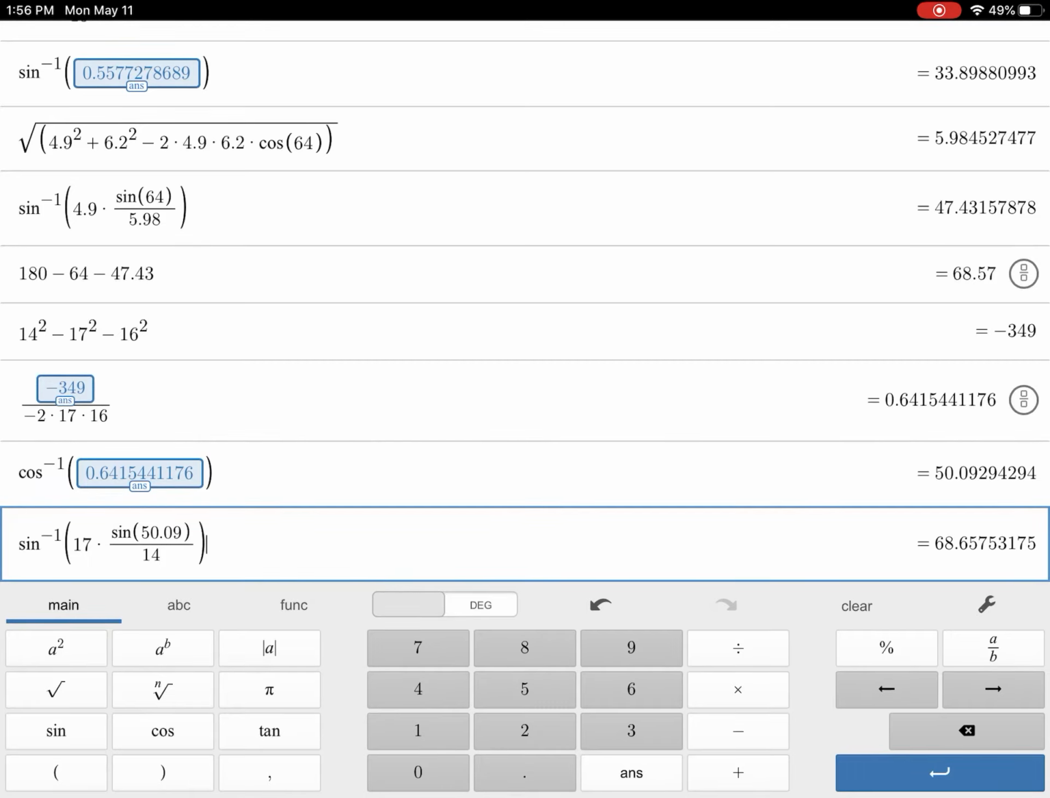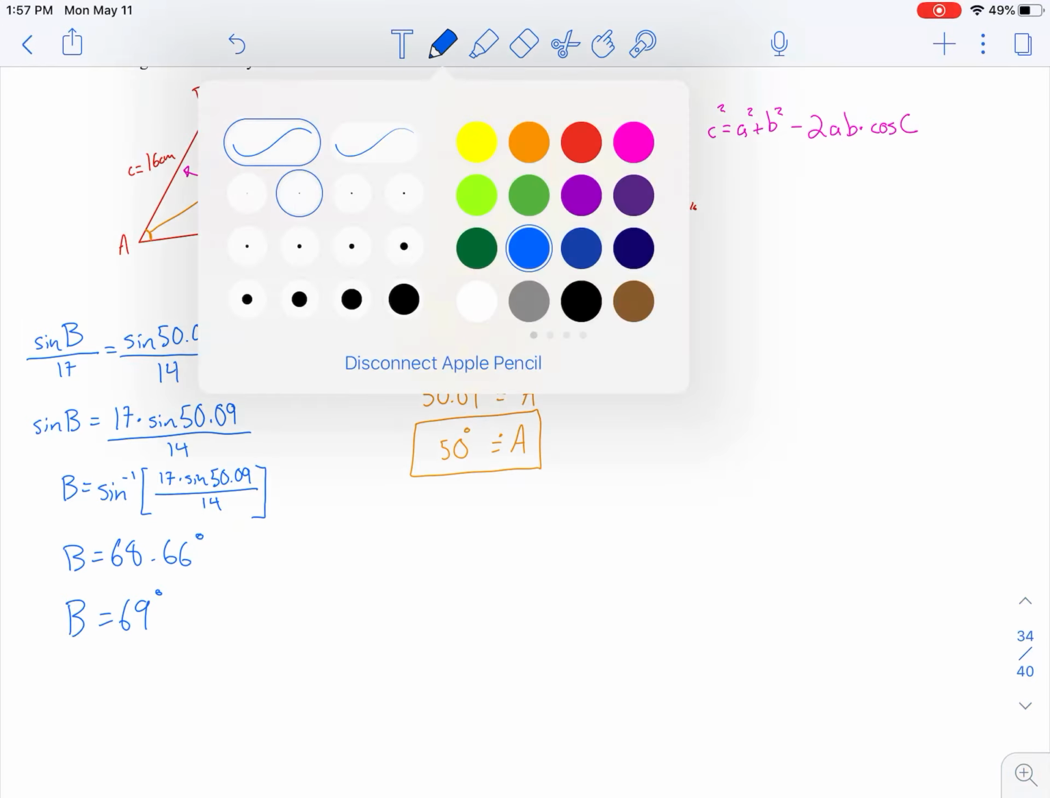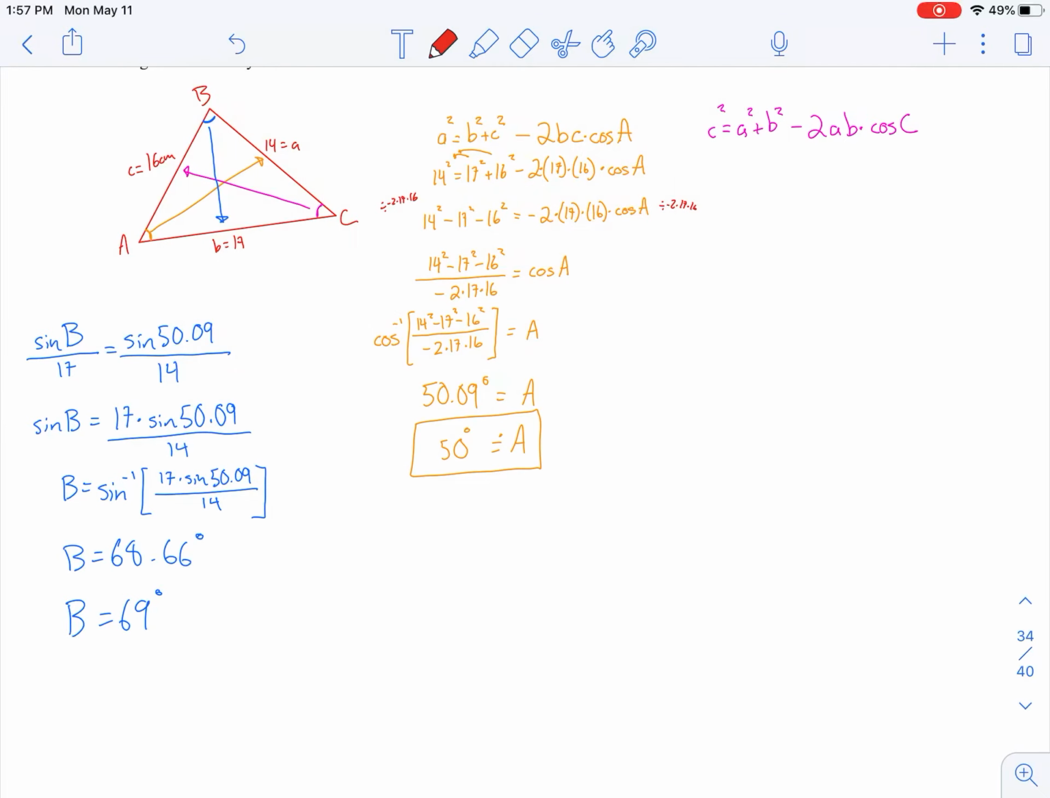68.66 degrees, rounded to the nearest whole degree, is going to be 69 degrees even. So then we can find out our third measurement by simply doing our 180 minus minus. So our third measurement will be angle, let's see here, what did I solve for? Angle C.